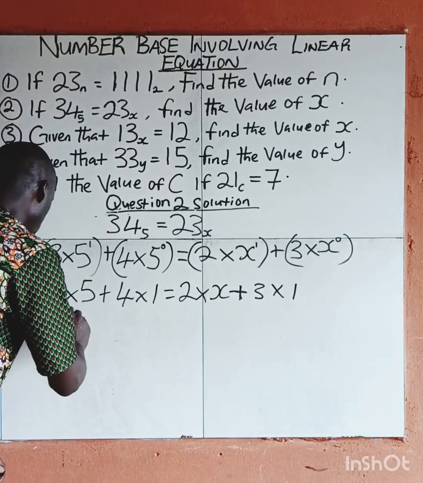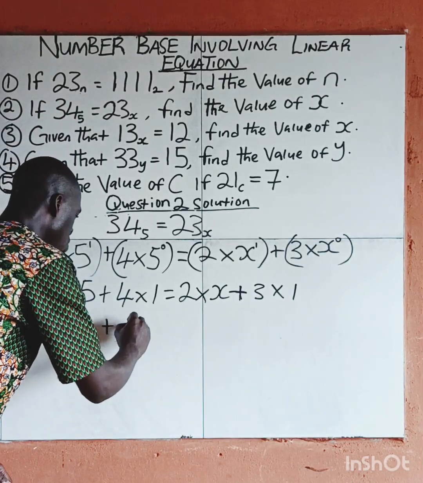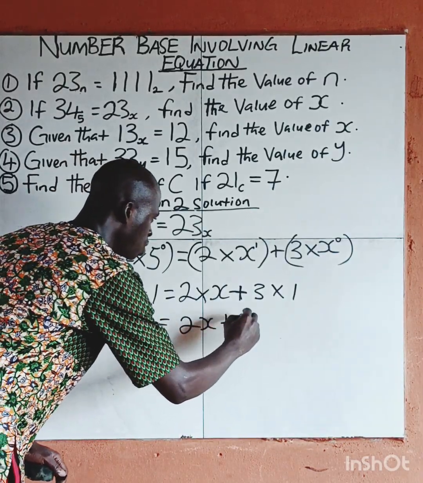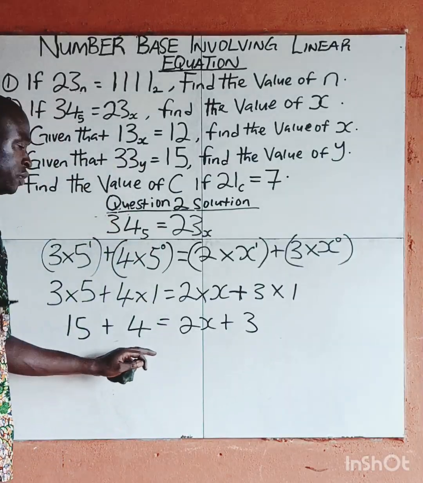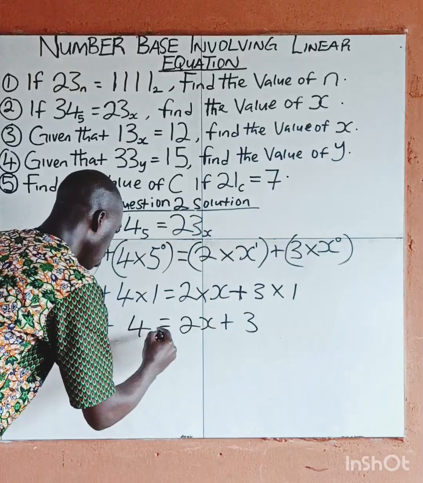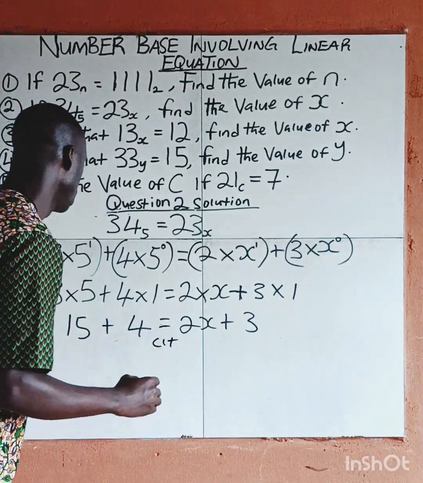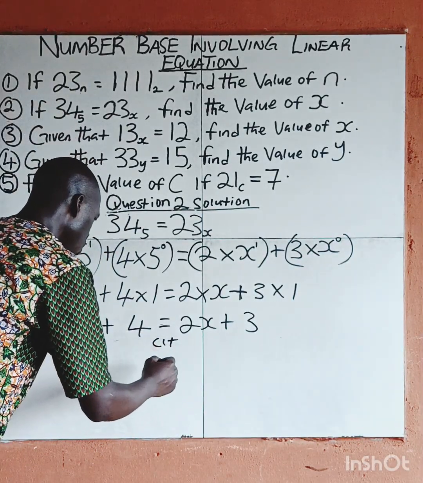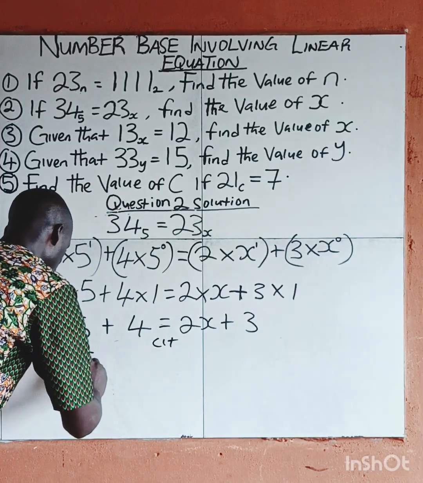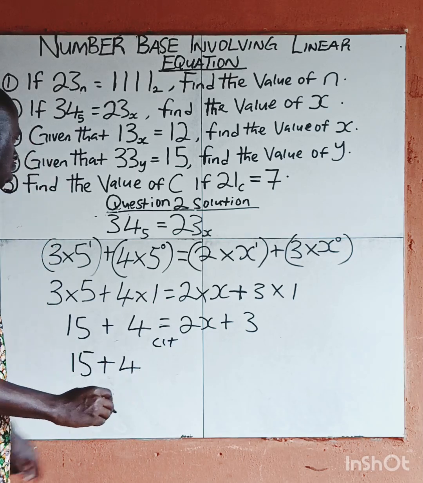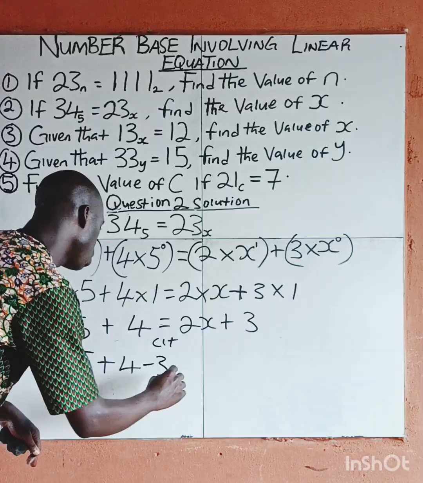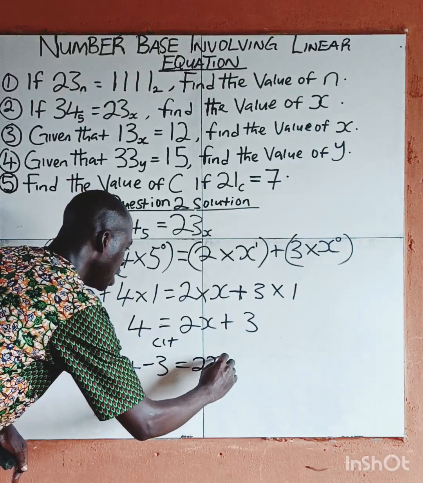So 3 times 5 will give me 15. Plus 4 times 1 will give me 4. 2 times x will give me 2x. Plus 3 times 1 will give me 3. At the end of the day, I'm simply going to collect my like terms, CLT. 15 plus 4. This plus 3 will come to the left hand side and it becomes minus 3 when you are collecting your items, and here becomes 2x.